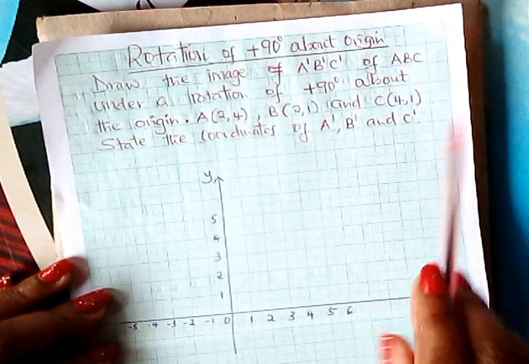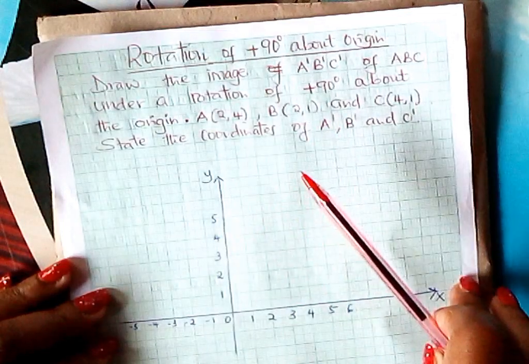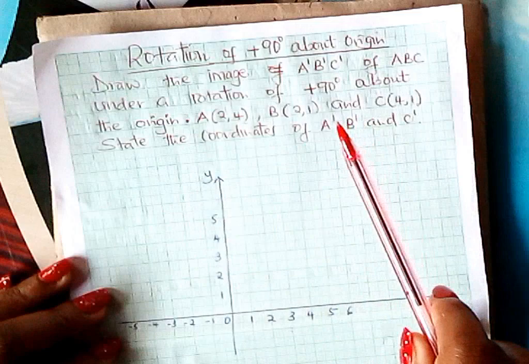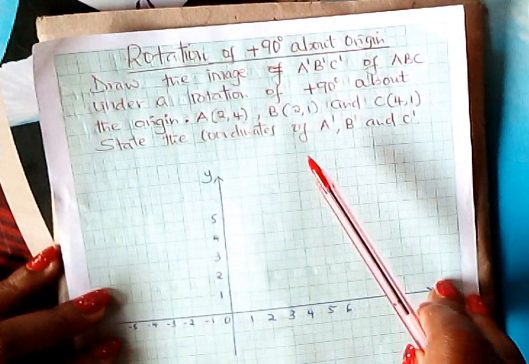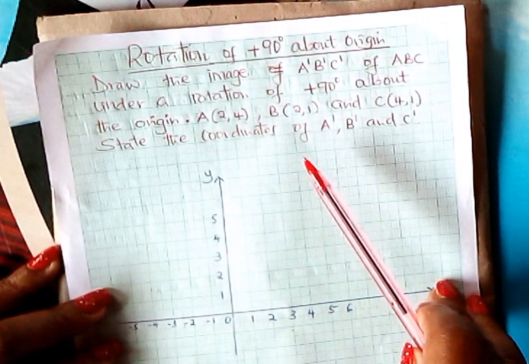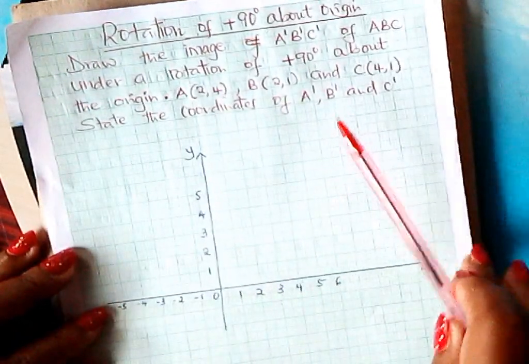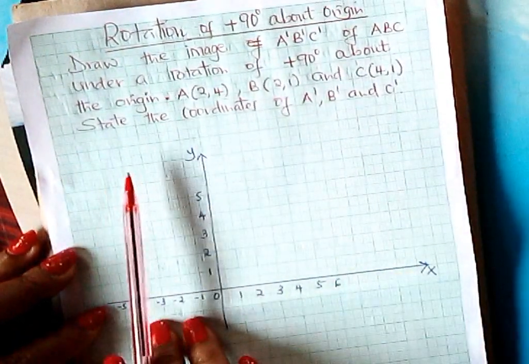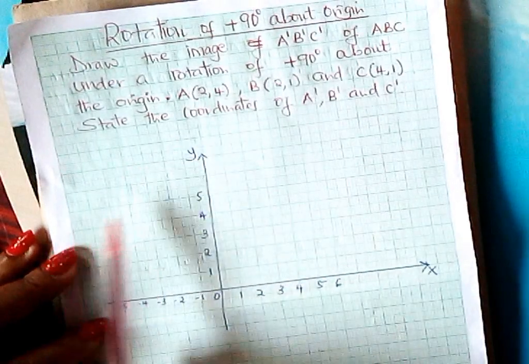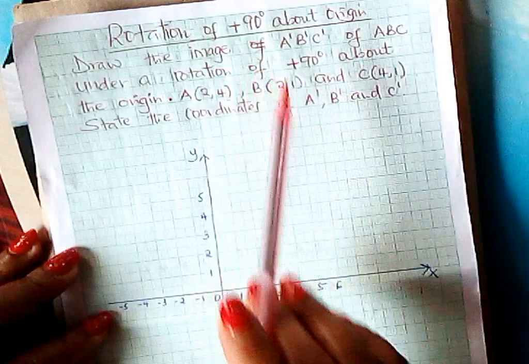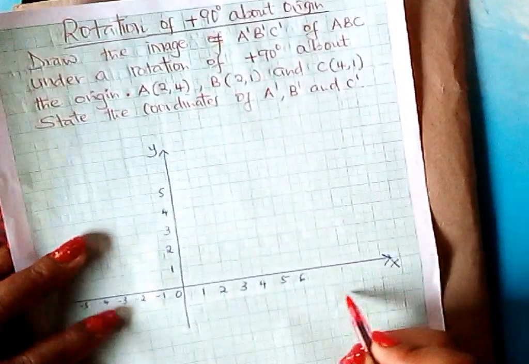Learner, I know you've been taught how to do this by construction, which is very, very important because you may be given any other angles apart from 90 and 180. And therefore, in this lesson, I'll not show you by construction. I'll show you how to rotate using another skill. Okay, so we are told to do a positive 90 degrees.